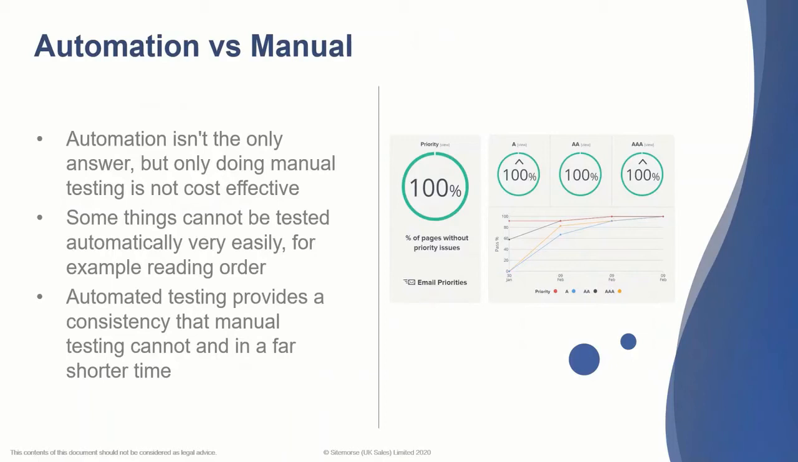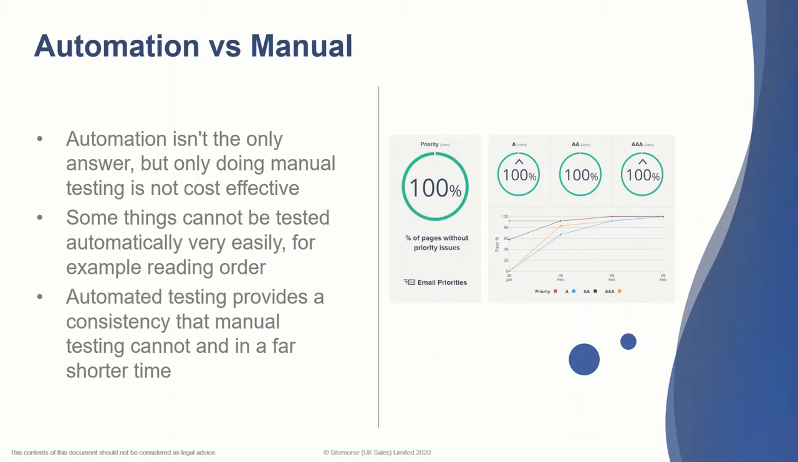We hear a lot from prospective clients that they have been told only manual testing can cover all WCAG accessibility tests and automated testing cannot do that. Well, that's true. You'll always have to perform some manual testing of your site, and automated testing cannot cover absolutely everything. Remember, I'm saying this from the standpoint of Sitemorse, who do automated testing.